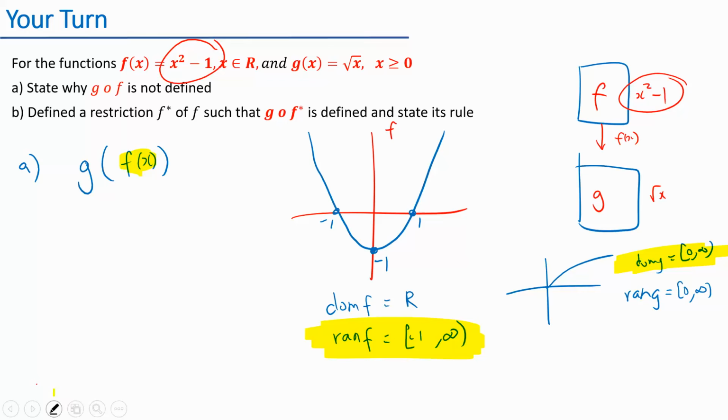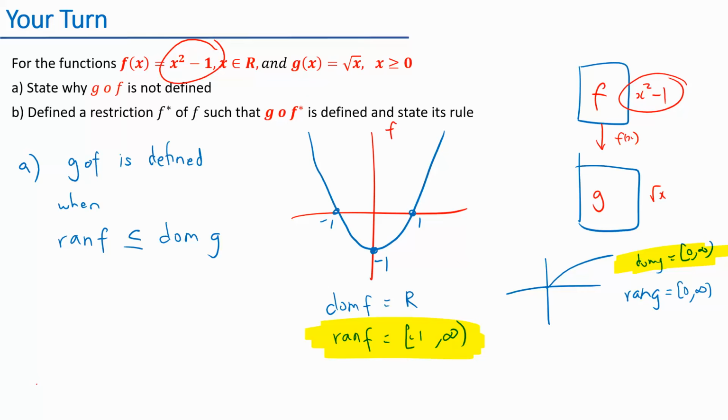This is how you do it. For part A, you would write g of f is defined when the range of f is a subset of the domain of g. But you can't just write that. That's the first step. You don't get a mark for that yet.